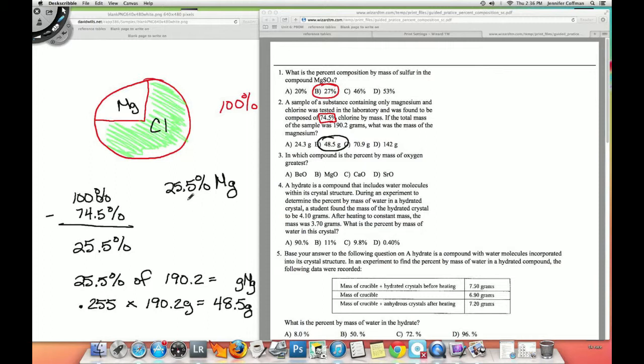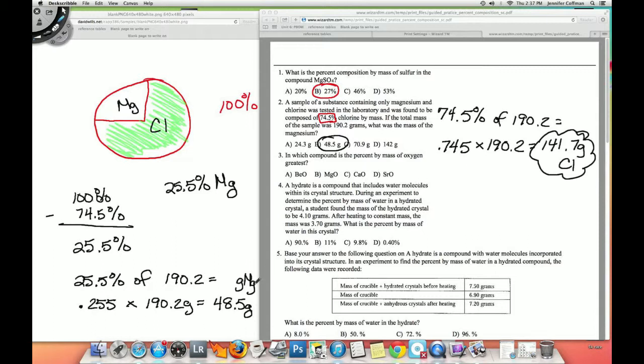They could have just as easily asked us to calculate the number of grams of chlorine. If they did that, we would take 74.5% of the 190.2, which is the same as 0.745 times 190.2, and you would get 141.7, and that would be grams of chlorine.